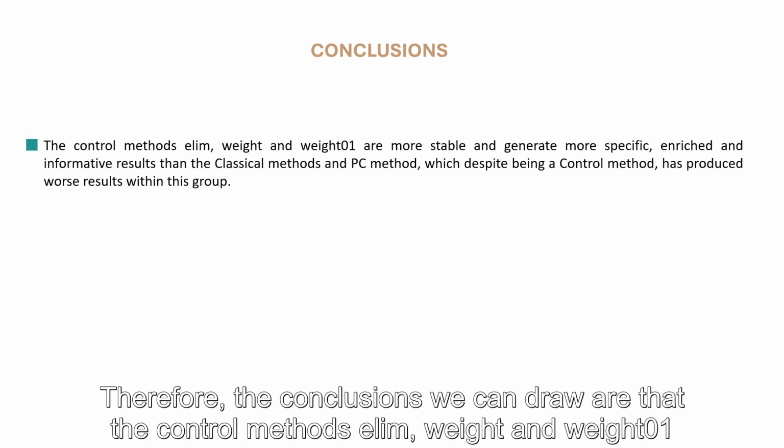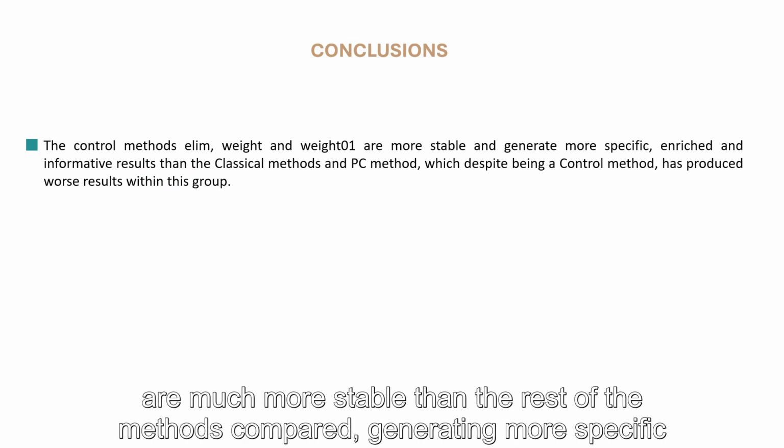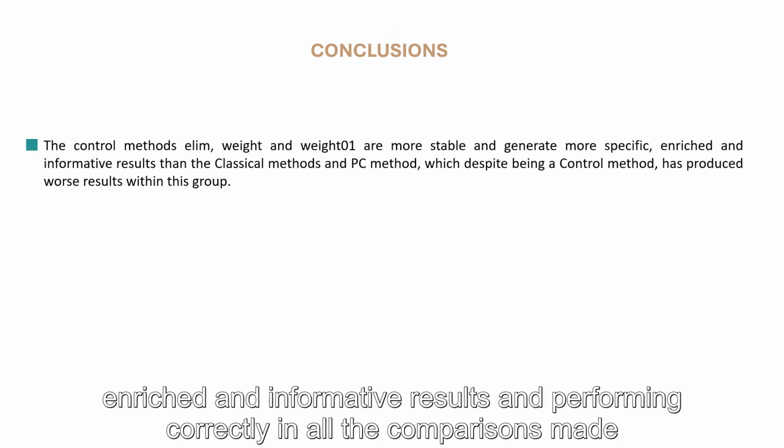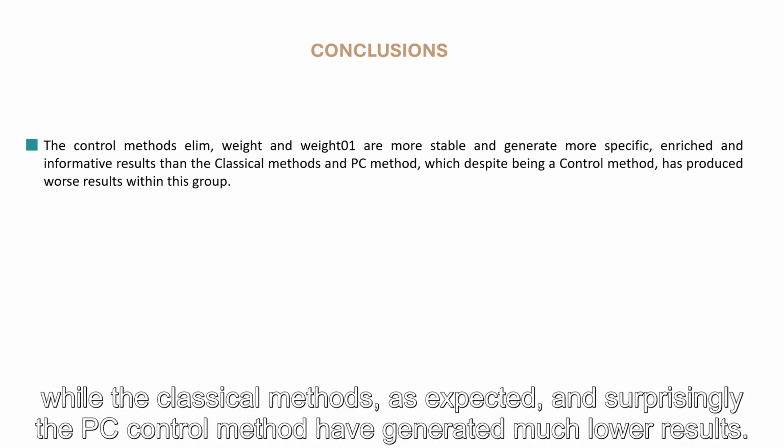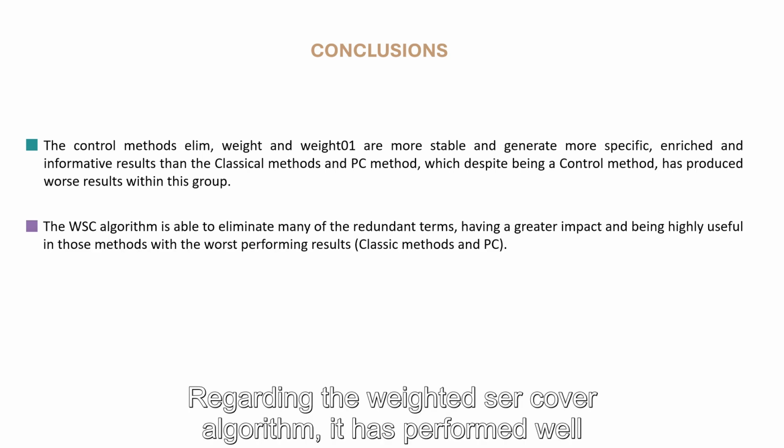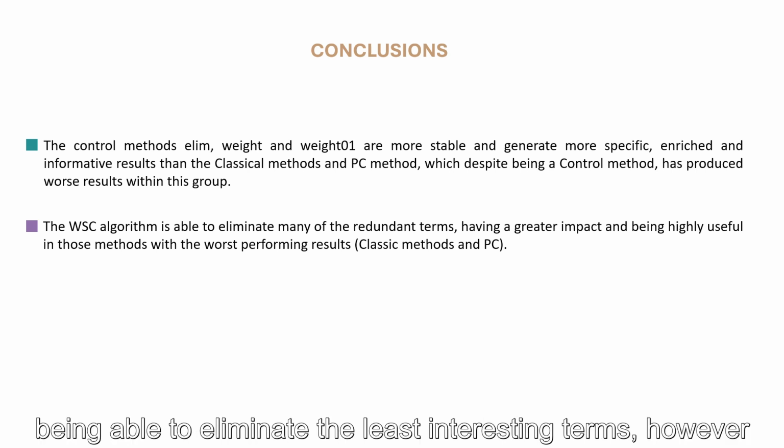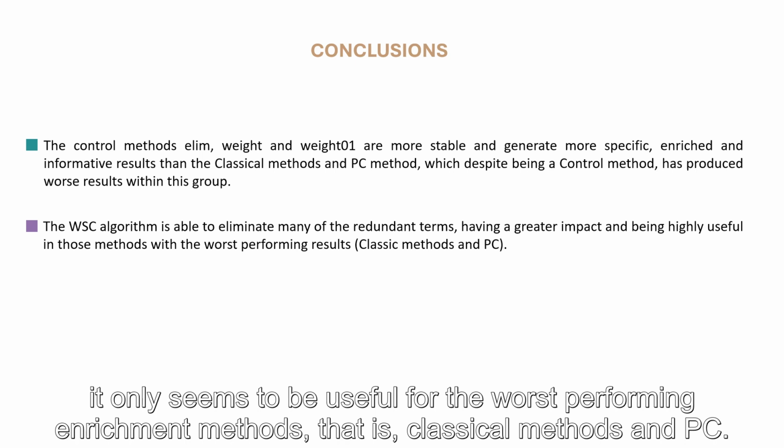Therefore, the conclusions we can draw are that the control methods elim, weight, and weight01 are much more stable than the rest of the methods compared, generating more specific, enriched and informative results, and performing correctly in all of the comparisons made, while the classical methods, as expected, and surprisingly the parent-child control method, have generated much lower results. Regarding the weighted set cover algorithm, it has performed well, being able to eliminate the least interesting terms. However, it only seems to be useful for the worst performing enrichment methods, that is, classical methods and parent-child.